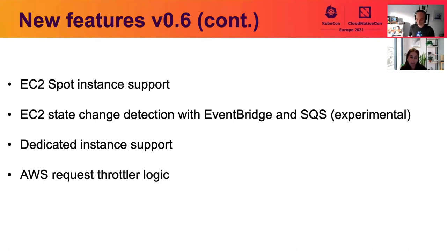Also, we added AWS request throttler logic because AWS throttles API requests for every AWS account on a per region basis. And we added logic to stop our service requests when we detect AWS starts throttling us. And now Rich will mention new features in EKS.